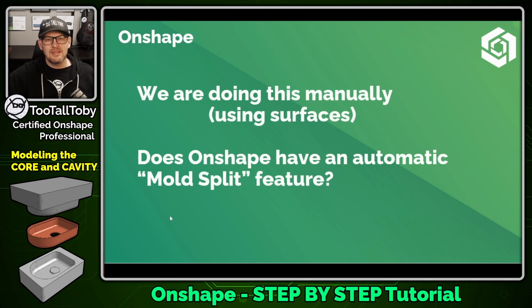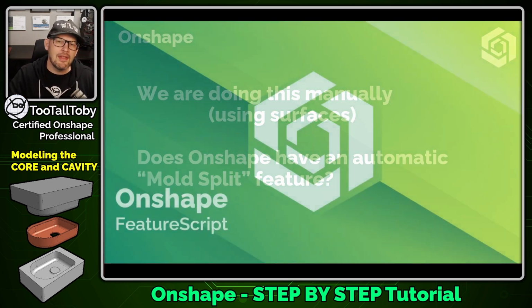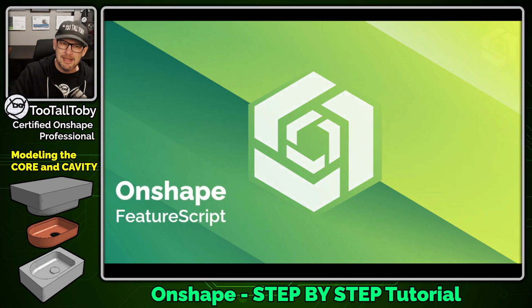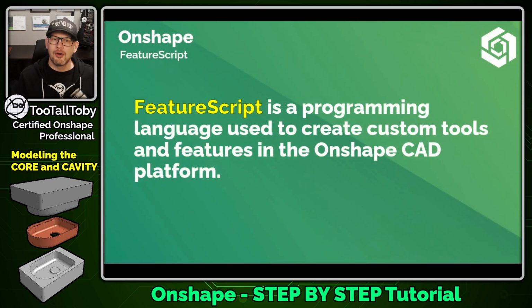So what we just did there was what we would call a manual tooling split. We did it manually using surfaces. The question is, does Onshape have an automatic mold split feature? And the answer to that question comes in the form of what's called FeatureScript. FeatureScript is a programming language used to create custom tools and features in the Onshape CAD platform.